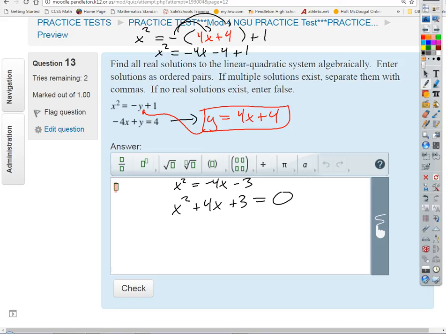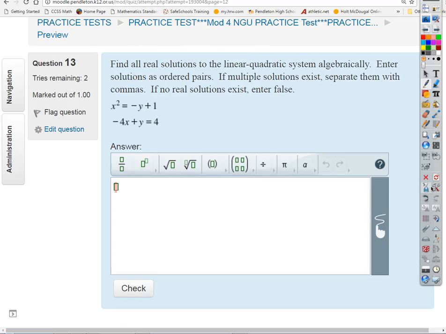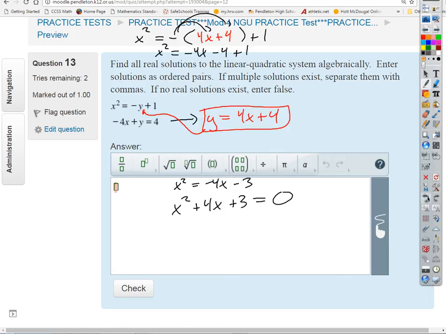So we got magic numbers, don't we? Right? So now everybody focus please. We've got just a couple more minutes to go here. Okay, so we could use the quadratic formula, but we don't need to. We've got magic numbers, right? So we could write this as the magic numbers that multiply to 3 and add to 4 are 3 and 1, right? Those are not my solutions, though.